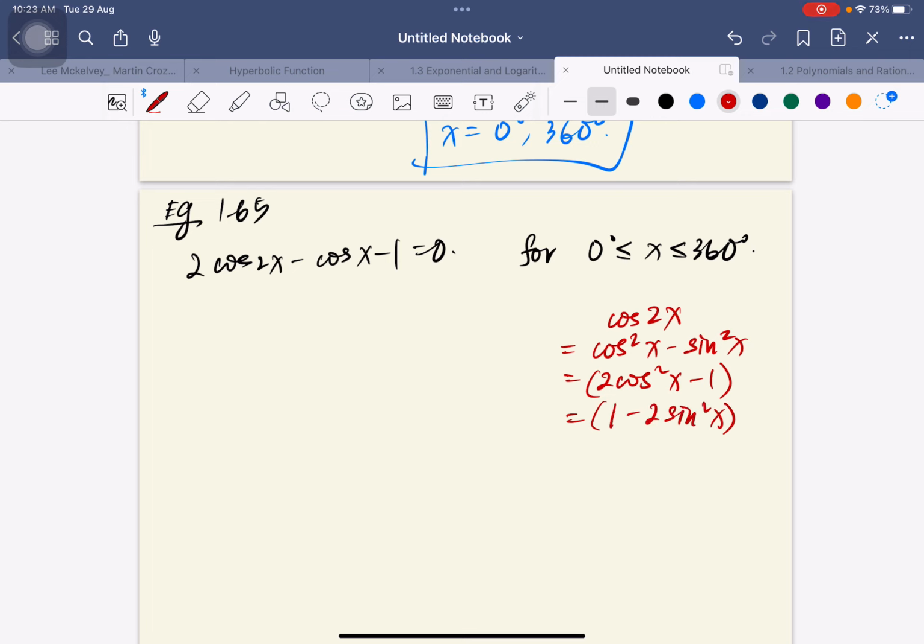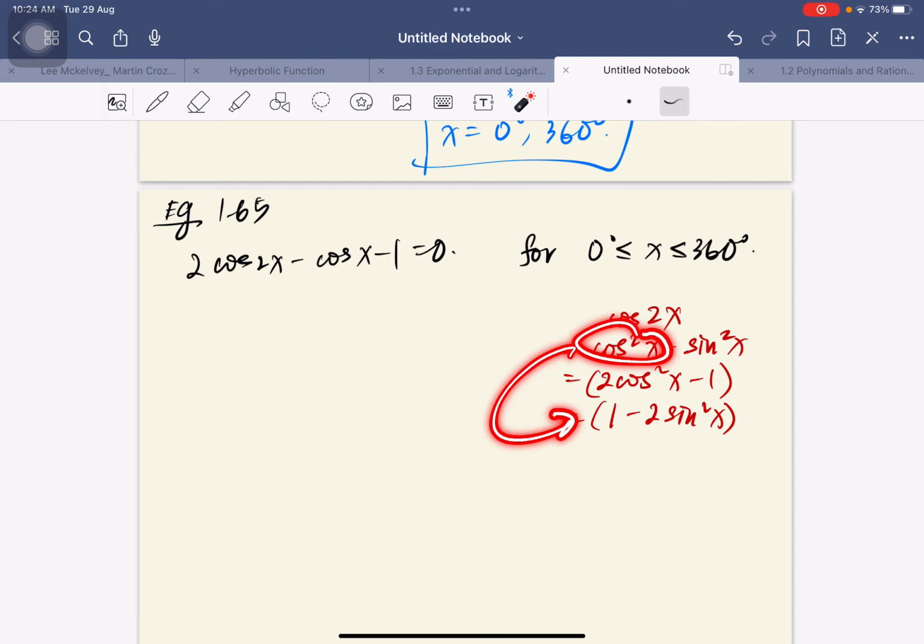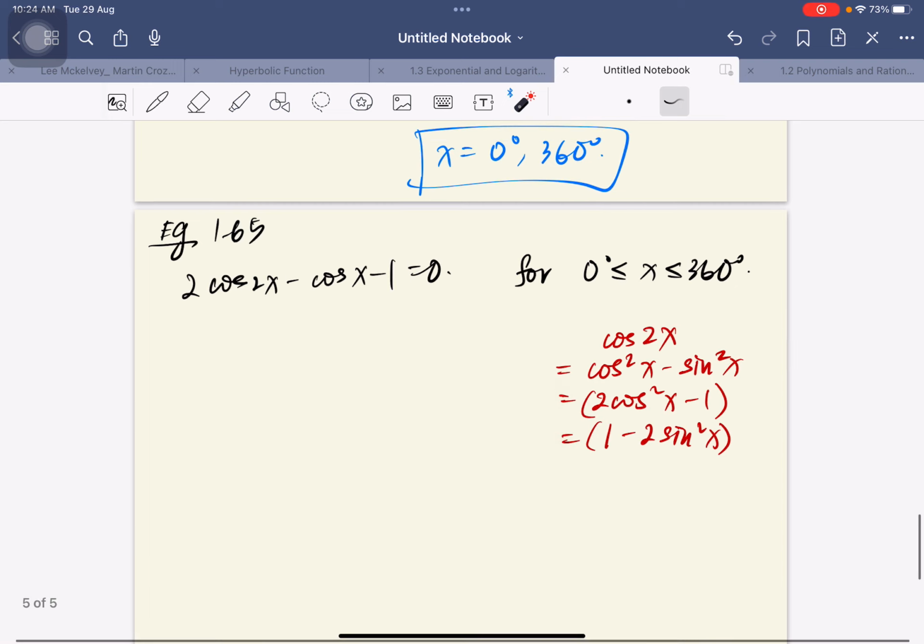Okay, how do we get these two? We substitute the identity here, the Pythagorean identity. Cos square x equals 1 minus sine square x, so this will give you 1 minus 2 sine square x. Sine square x equals 1 minus cos square x, so this will simplify and give you 2 cos square x minus 1. So this is how we get the third and second formula, by using the most basic Pythagorean identity, sine square x plus cos square x equals 1, and we substitute in here.